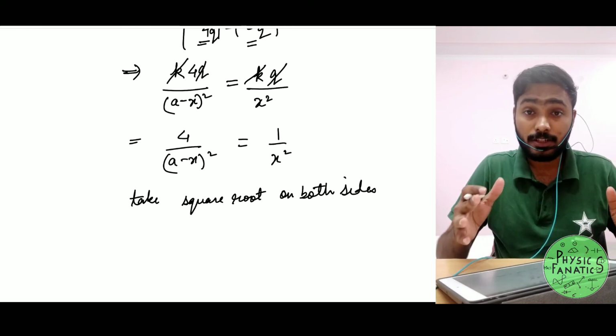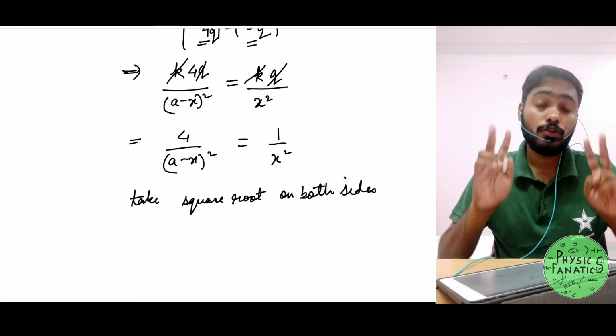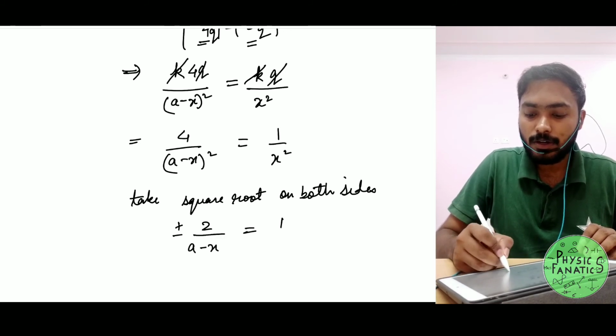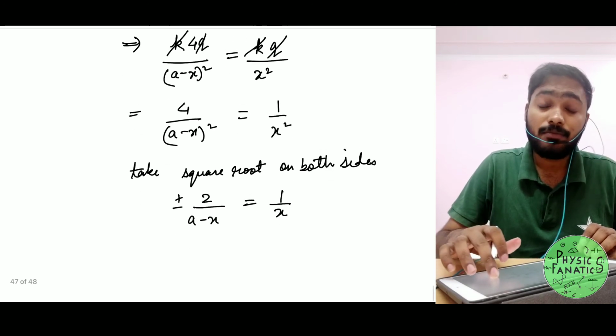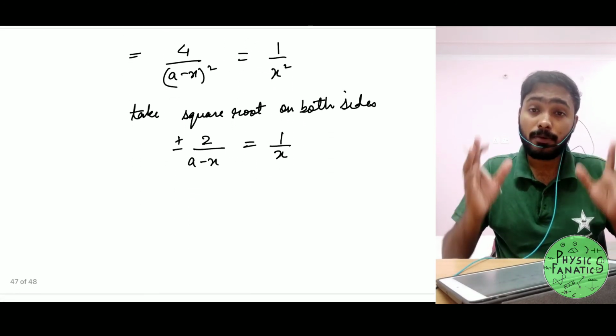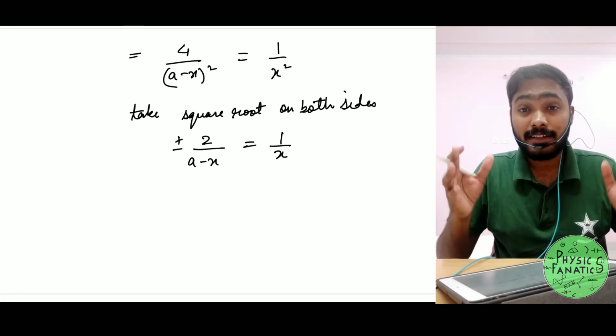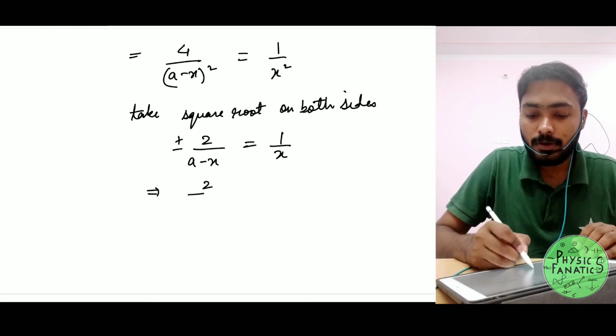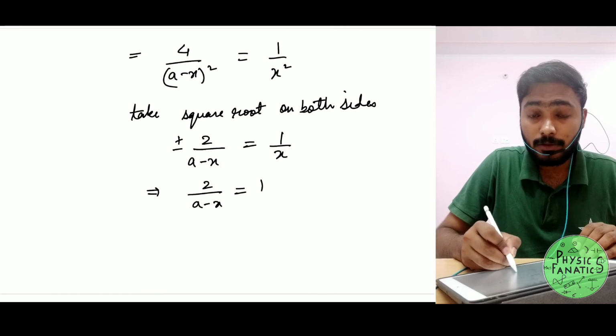So the moment you take the square root on both sides, you will get two roots, right? That is plus minus 2 upon a minus x is equal to 1 upon x. And again we are going to take only the positive root and neglect the negative root. So you will be left with 2 upon a minus x, and this will be equal to 1 upon x.